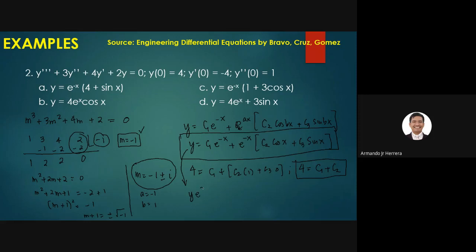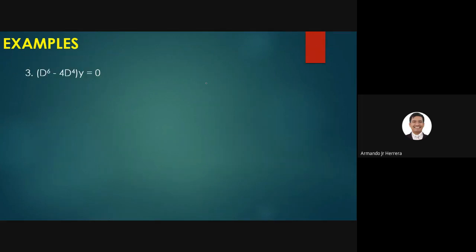So magkakaroon tayo ng y e to the x equals C1 plus C2 cosine x plus C3 sine x. So taking the first derivative, y e to the x plus e to the x y prime equals C1 times 0 minus C2 sine x plus C3 cosine of x. Substituting, when x is equal to 0, y prime is negative 4.